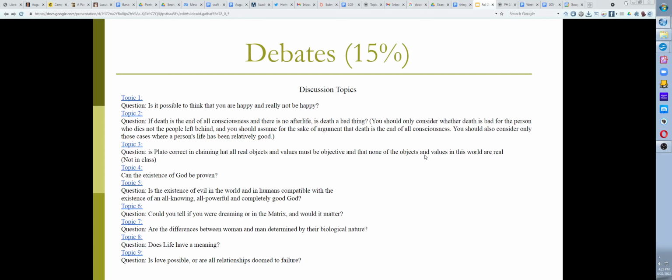In some sense, they're the real subject matter of the course. There are 7 topics this semester, which are among the most important questions a human being can ask themselves about happiness, about death, about God, about evil, about the character of our world, about gender, and about love.